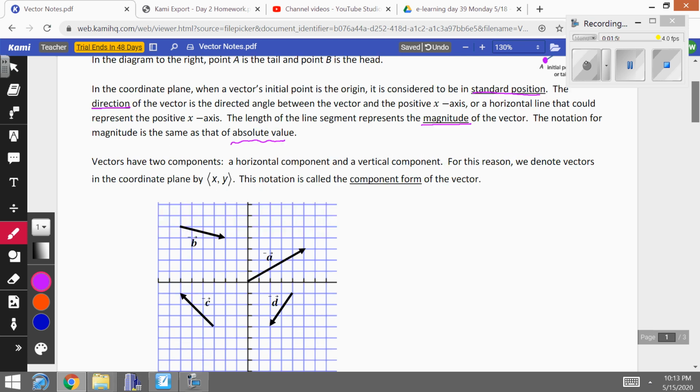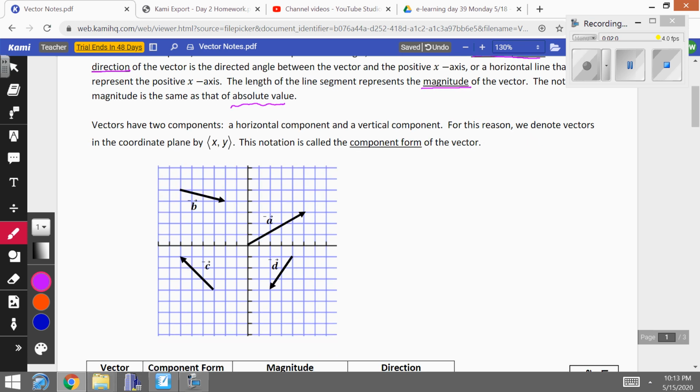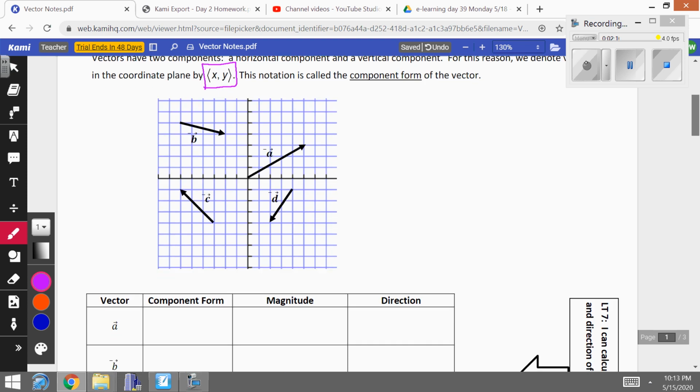So we have component form of the vector. There's a horizontal component and a vertical component. And you'll see that there's a new notation. If you look right here, it's not parentheses. It's a different kind of notation, and I'll show you what I mean by that. So these are some examples of vectors. It doesn't look very good on my end. Hopefully it looks a little better on yours.